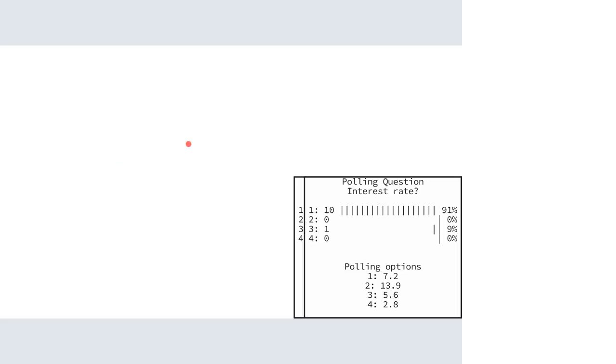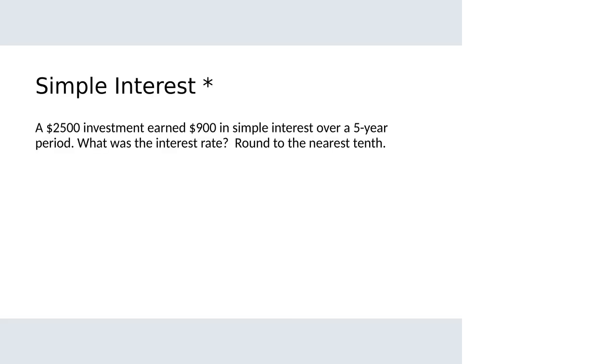Well, not unanimous, but strong agreement. That's really good. Okay, let's go back and take a look at this. We'll talk through it. If you see something that you're not sure of, make sure you ask about it. So we walk up and this is the first thing we see: a $2,500 investment earned $900 in simple interest. As soon as I see that, I'm thinking this formula. Over a 5-year period, what was the interest rate?